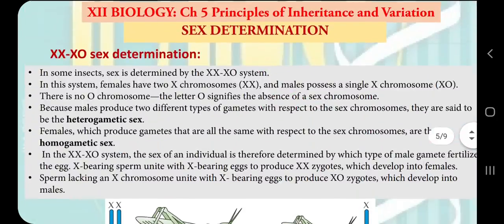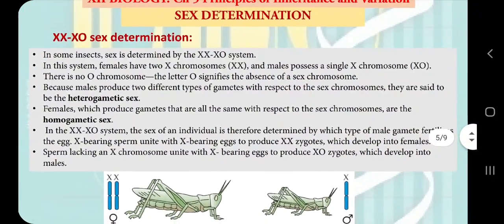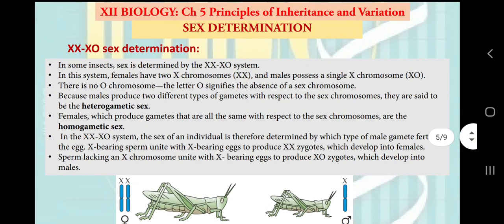Now, the first method mentioned in our class 12th NCERT biology book is the XX-XO sex determination. Here O refers to nothing.